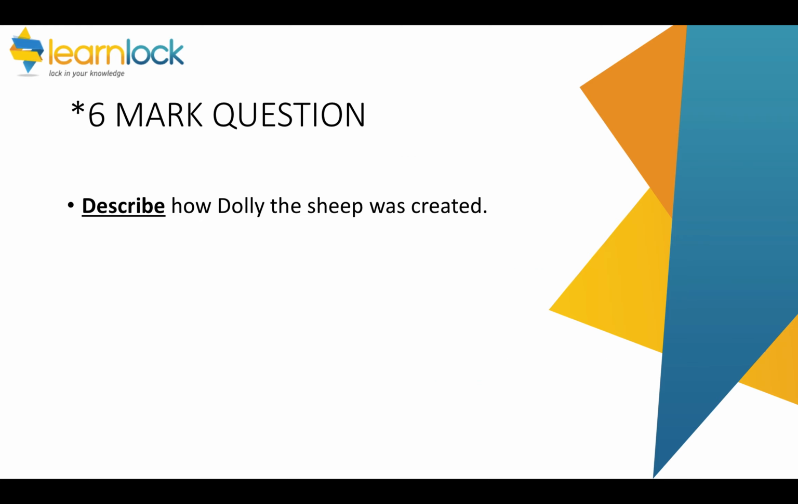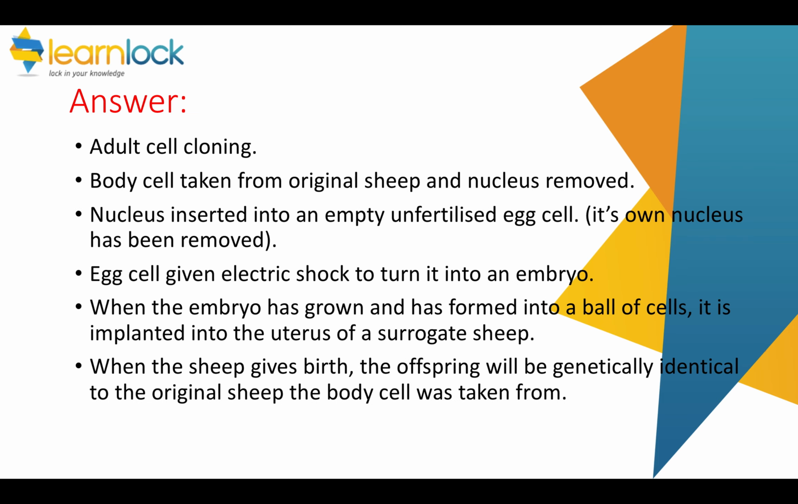Okay, so a 6-mark question is describe how Dolly the sheep was created. So for this one, you need to talk about adult cell cloning. This is when the body cell is taken from the original sheep and the nucleus is removed, and then you take that nucleus and put it into an egg cell.